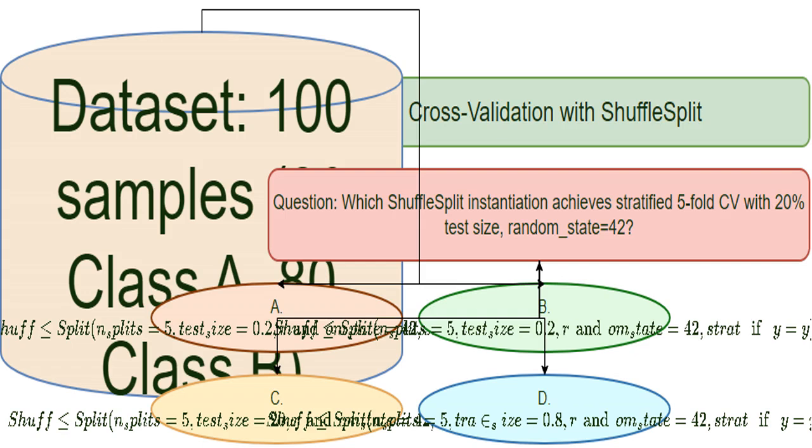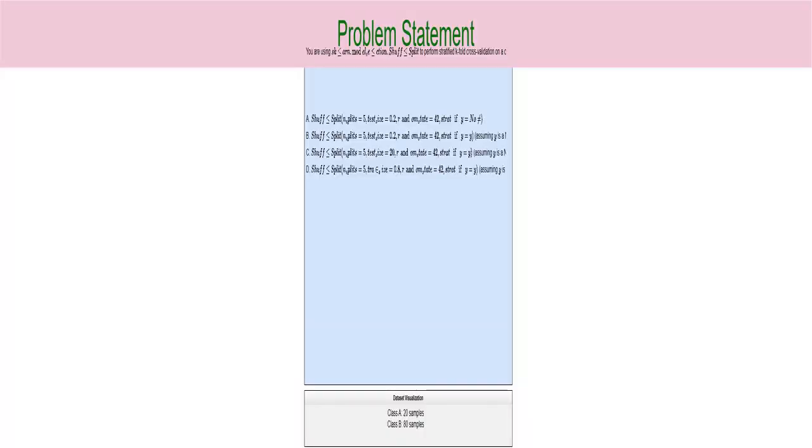I need to understand how the parameters of ShuffleSplit work, especially the stratify parameter for stratified sampling. I'm presenting you with a question about using Sklearn's ShuffleSplit function for stratified k-fold cross-validation.